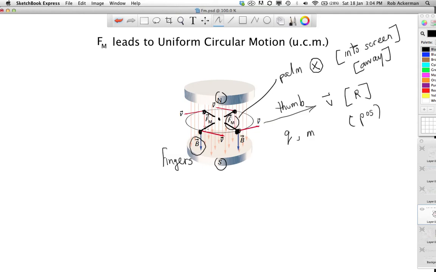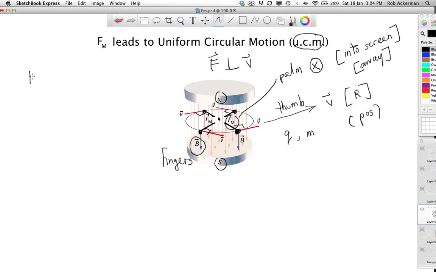And because the force is always perpendicular to velocity, guess what? You have a situation that is described by uniform circular motion, where the force is perpendicular to velocity and it's constant, so the acceleration is constant. We've got uniform circular motion here. So let's see what we can write.